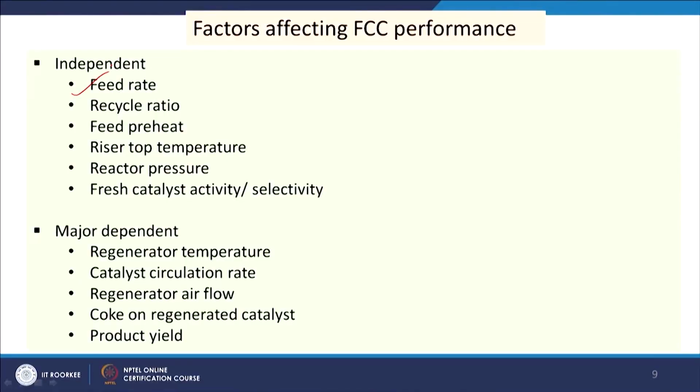Already we have mentioned some of those, that is feed rate, those are the independent parameters on which it depends: the feed rate, then recycle ratio, feed preheat, riser top temperature, reactor pressure and fresh catalyst activity, that is the extent of regeneration of the catalyst, and then fresh catalyst selectivity also, so that we can get a particular product to a higher extent. And some dependent variables are also there, that is regenerator temperature, then catalyst circulation rate, then regenerator airflow, coke on regenerated catalyst and product yield.